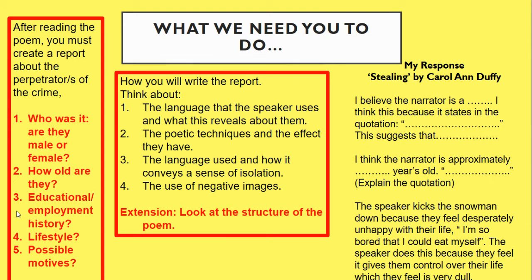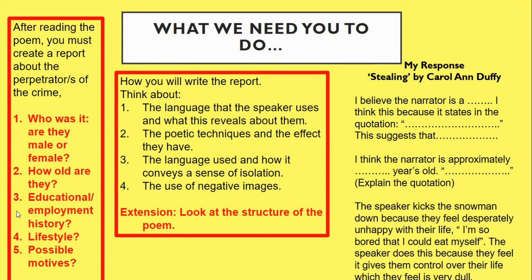Okay, and finally, what we need you to do now is, after reading the poem, create a report about the perpetrator, the baddie who committed the crime. So, who was it? Are they male or female? How old are they? Are they in education or employment? What is their life history? What is their lifestyle? And what are the motives for them doing what they're doing? Like we've said before, we do not know if they're male or female. We don't know how old they are. It doesn't state it, but does it imply it in some way through the things that they do?